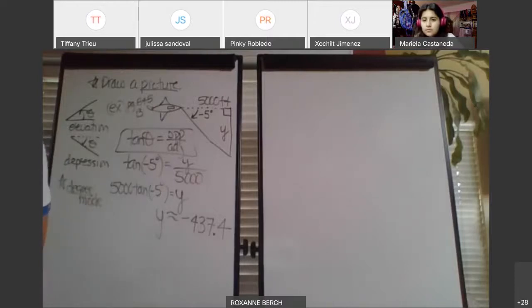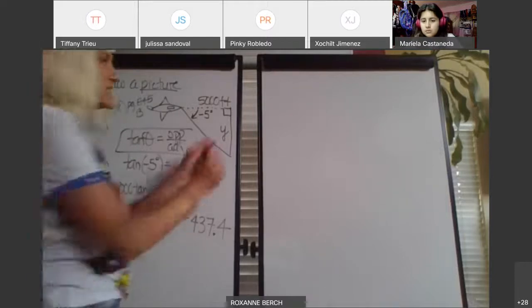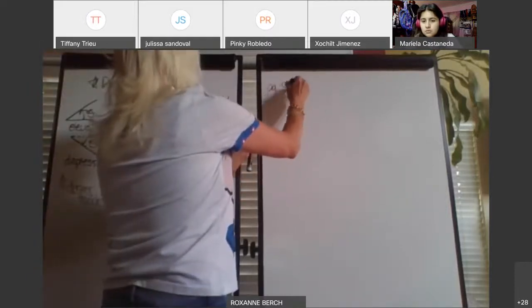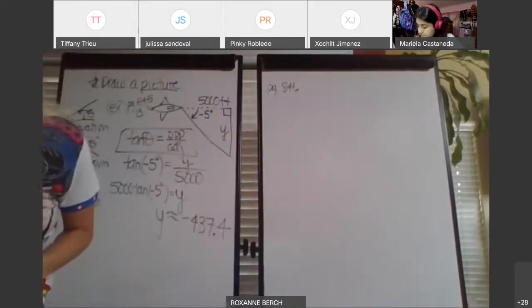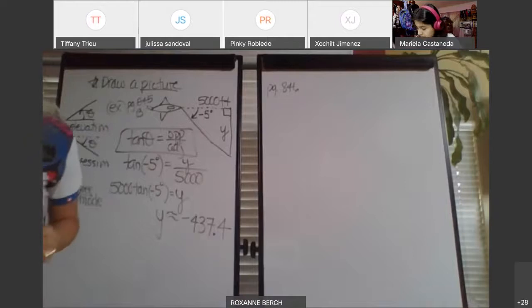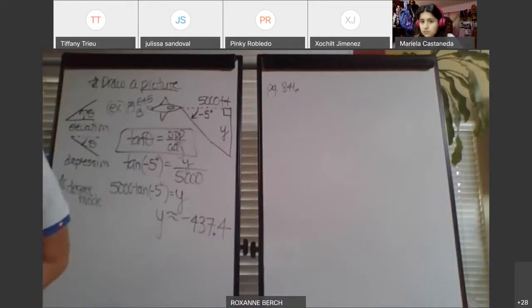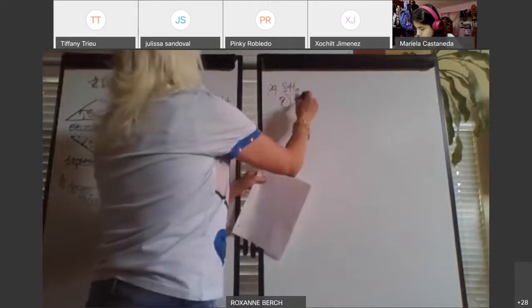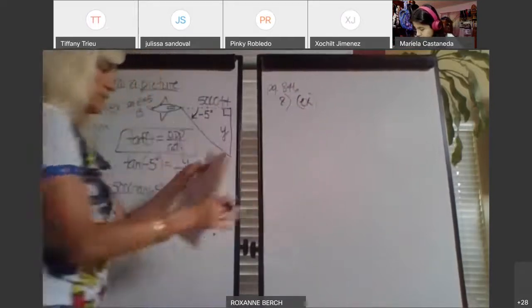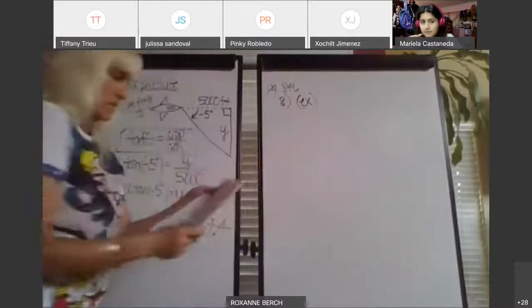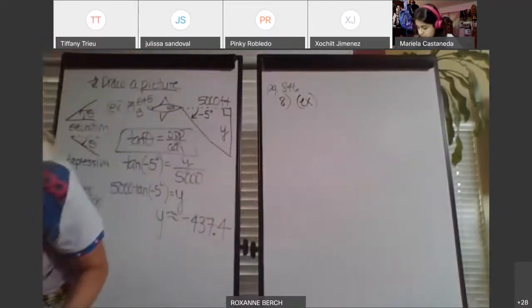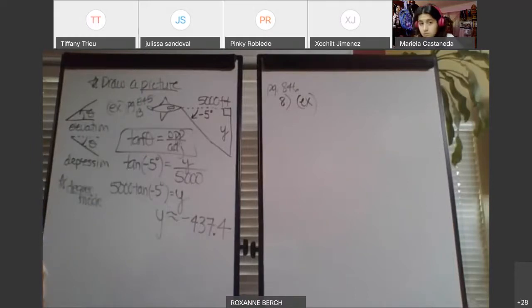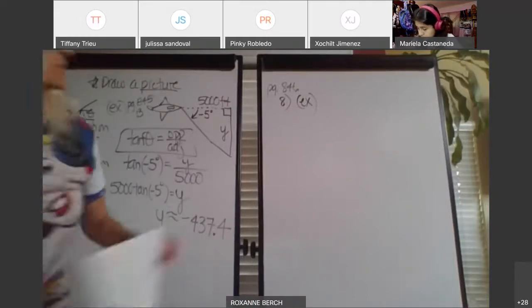Let's do another one. I'm going to do a few here. Okay, this next one is a really popular problem on page 846. Number 8. All right. How long a shadow does a 40-foot tree?